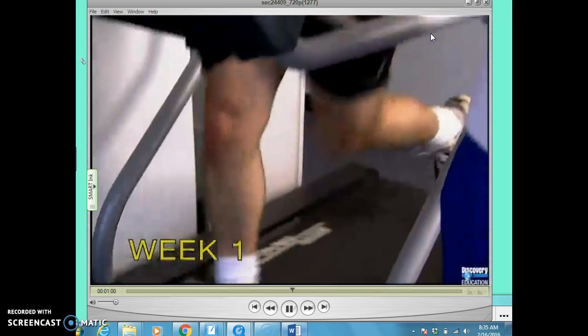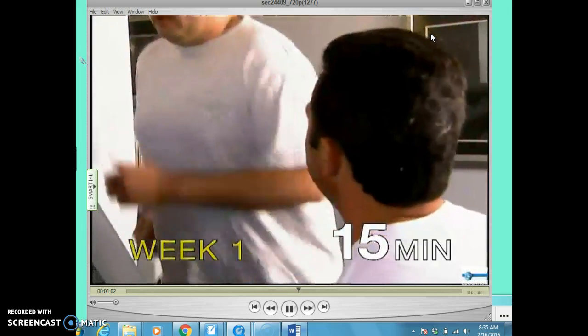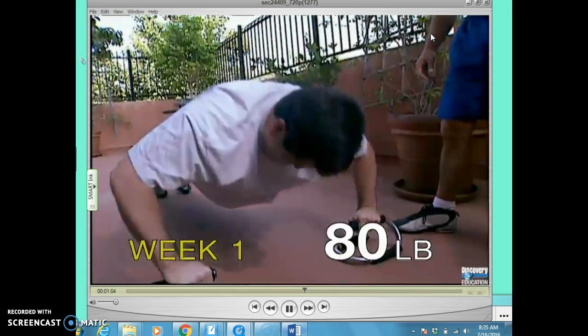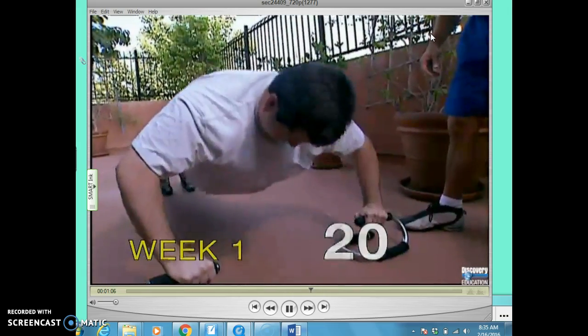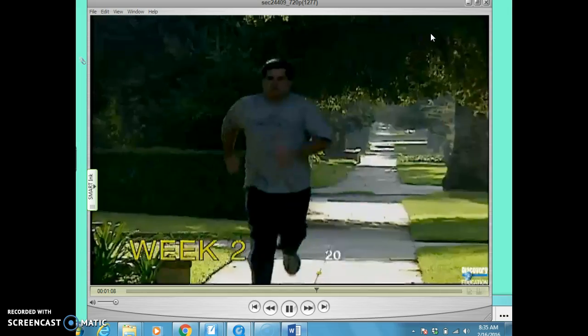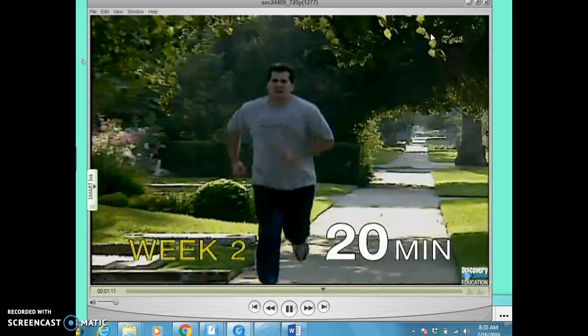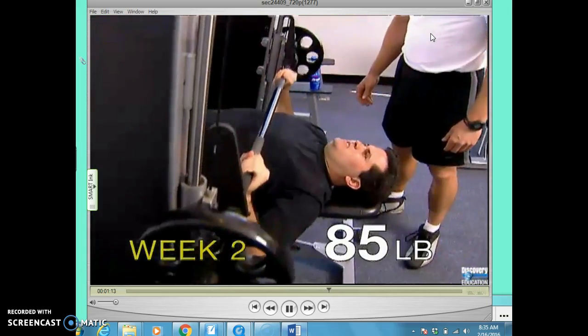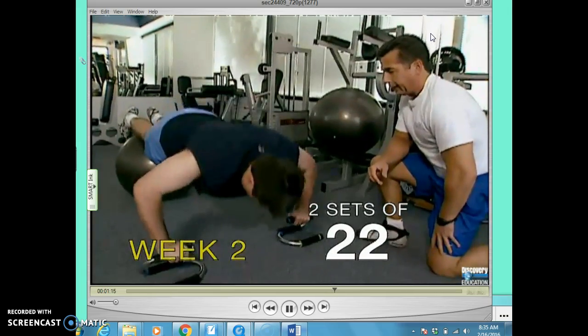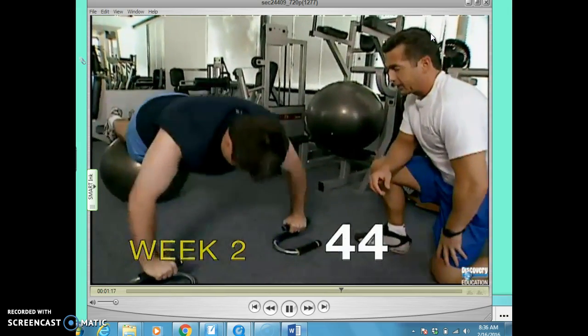Week 1. Robert runs for 15 minutes, lifts 80 pounds, and does 2 sets of 20 push-ups, 40 total. Week 2. Run for 20 minutes, lift 85 pounds, and do 2 sets of 22 push-ups, that's 44 total.